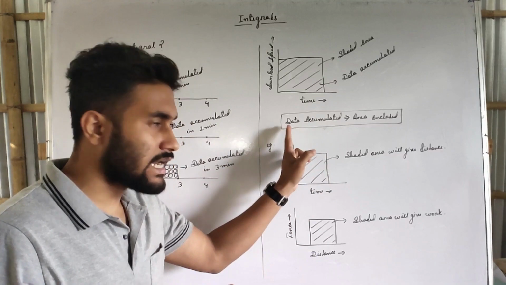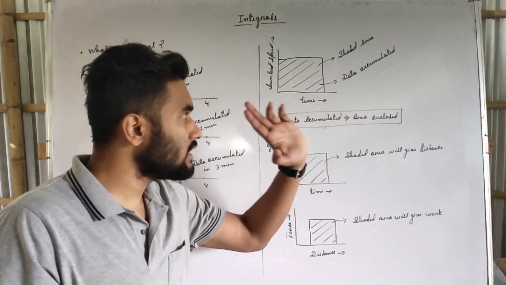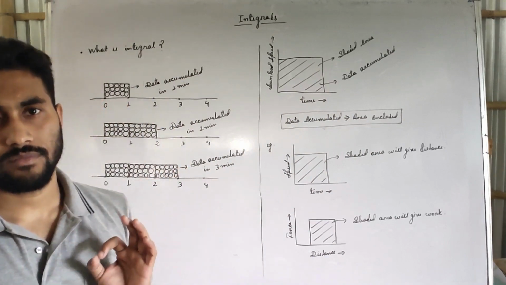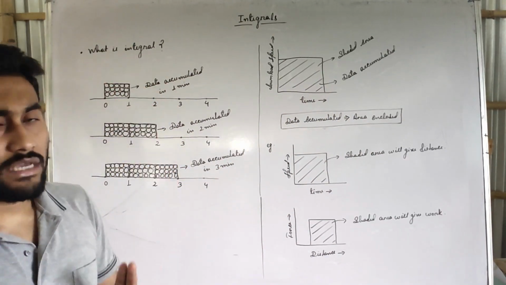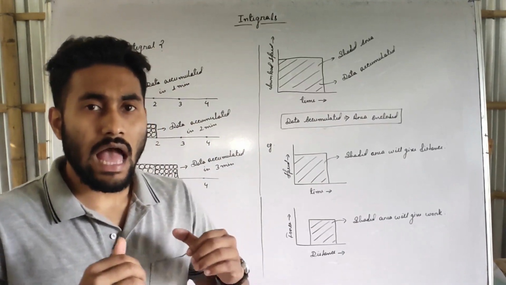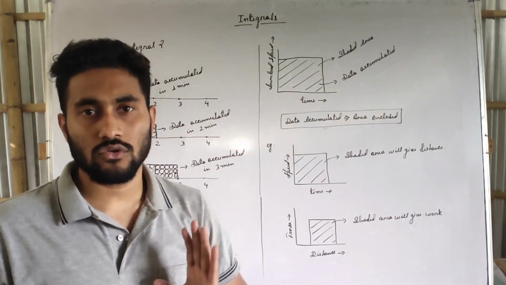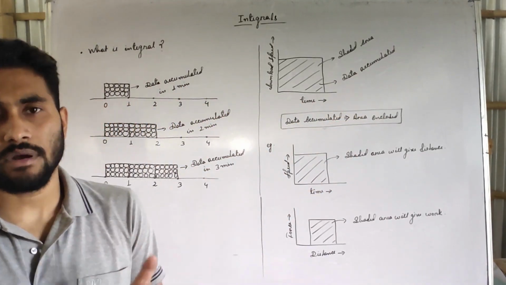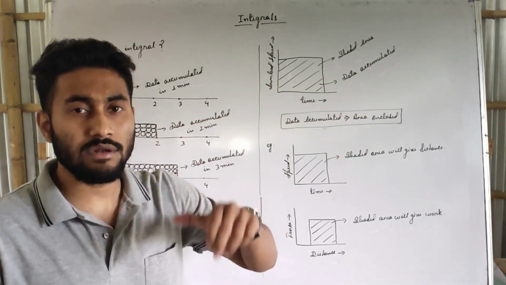For example, here is data. Data is an example. And how much something is accumulating is nothing but what? Area enclosed. So from now on, if I say what is integral, I will not say how much something is accumulating or gathering. I will tell in a more general manner that integral means area enclosed under any particular shape. Okay, integral means area enclosed, in a more general way.